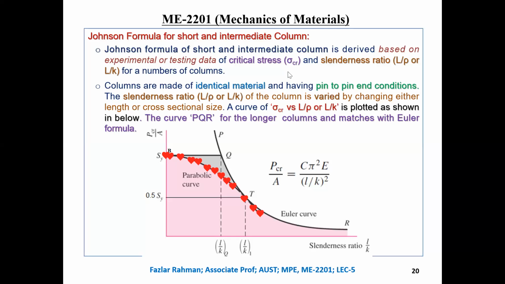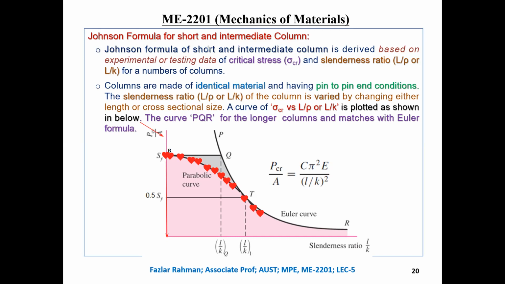Okay. Tell me what will be the value of L by K at point B? Anyone? Not full stress, L by K. The graph is L by K on the x-axis and stress on the y-axis. So at point B, stress is SY, that means sigma y. But what will be the L by K? 0. Right? L by K is 0.